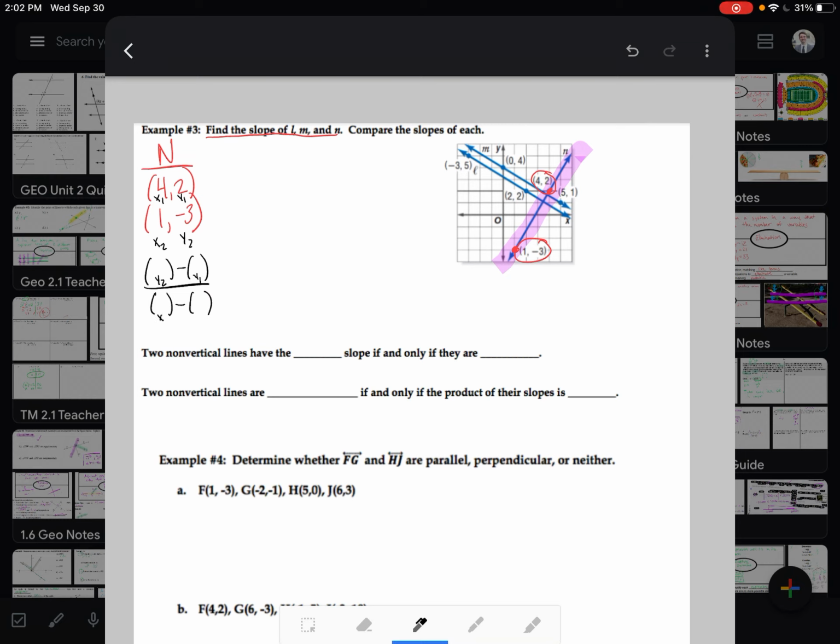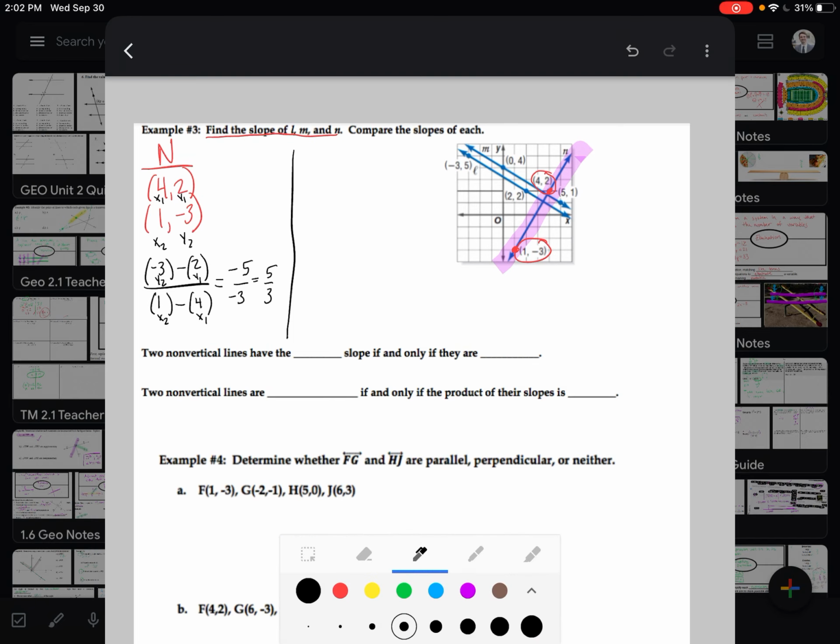And again, you'll notice I'm taking extreme care and extreme caution to make sure I'm not messing up any negatives. I want to be very careful going through and calculating these. All right, so it looks like we have negative 5 over negative 3, or we can just call that 5 over 3. So that's our slope for N.